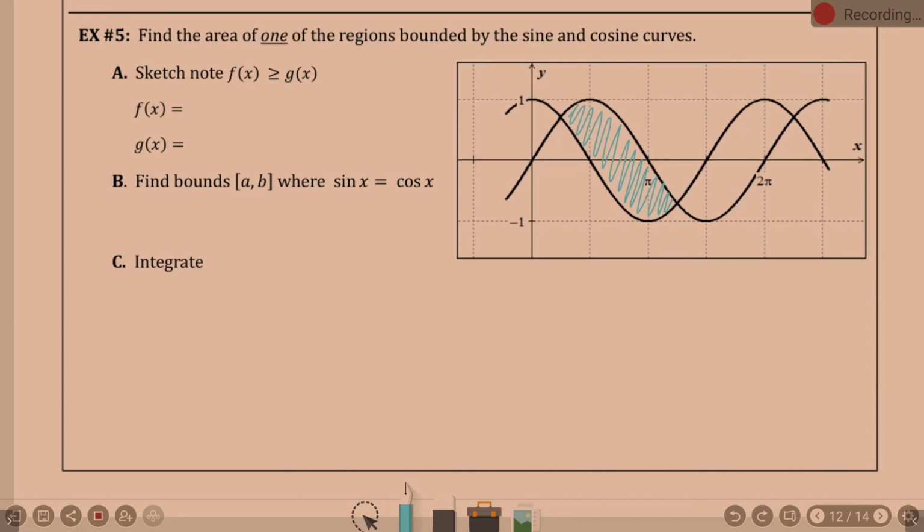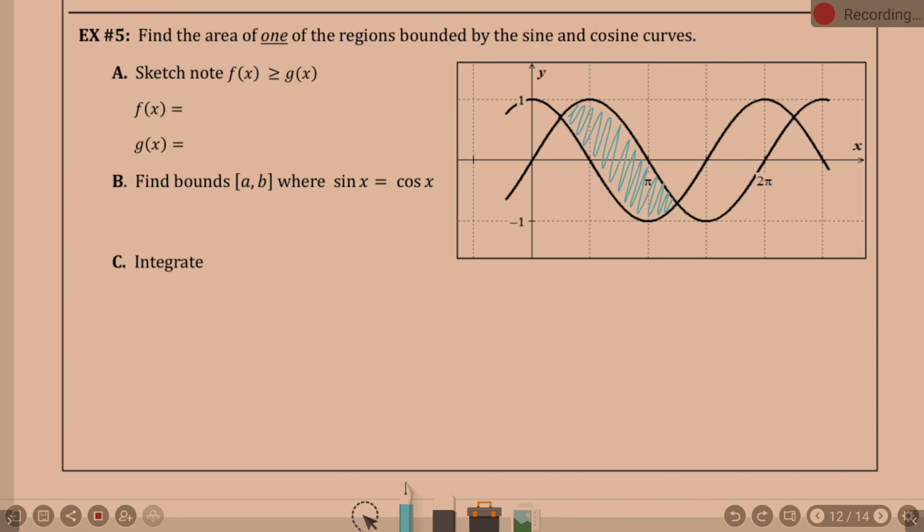Okay? Now, with that information, they want us to state which graph is f of x and which graph is g of x, based on the fact that f of x is the greater graph, g of x is the smaller graph. So basically higher and lower. Now, my pre-calc kids just quizzed on this today. Which graph is the sine curve? Which graph is the cosine curve?